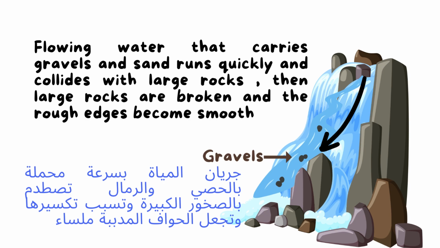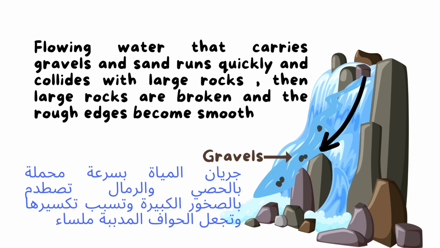So we talked about the role of wind and water, and we saw the weathering here by wind and water is caused by what? The flowing of water that carries gravels and sand hits the larger rocks, so it causes weathering, breaking these large rocks into smaller parts. Also, the wind carries sand particles, so when it hits the rocks, the friction between the sand particles and the large rock causes what? Weathering for these large rocks.